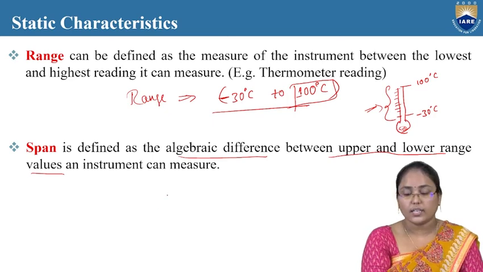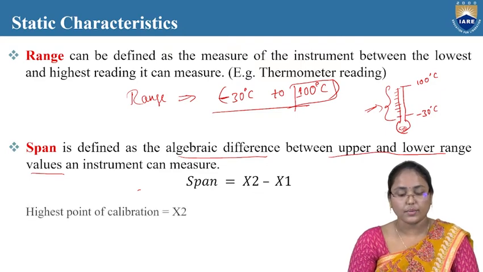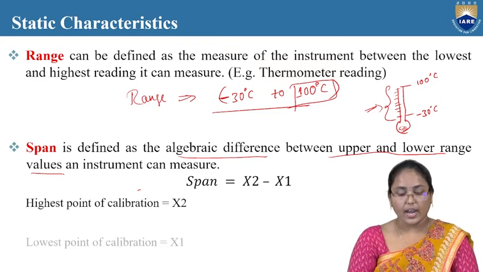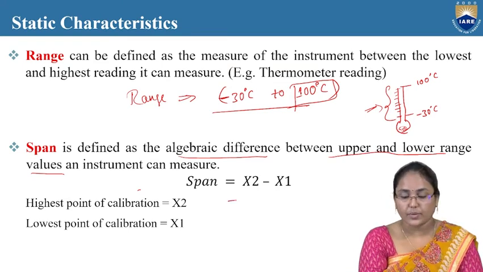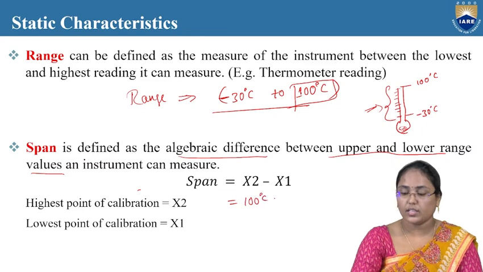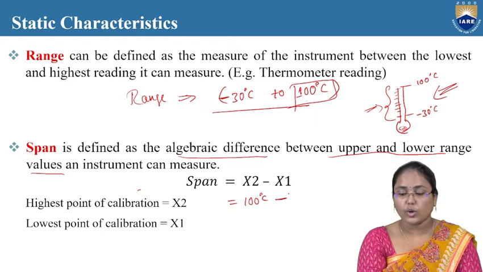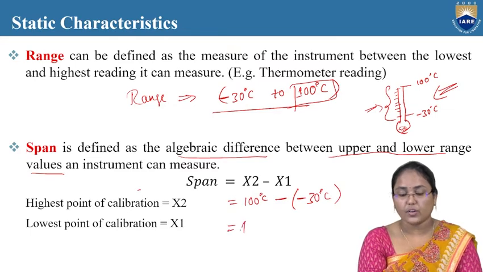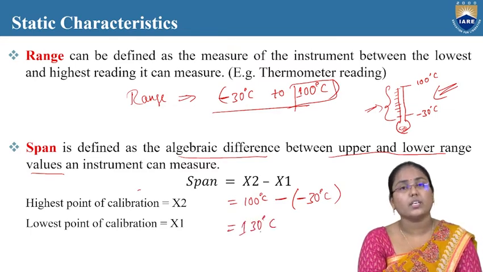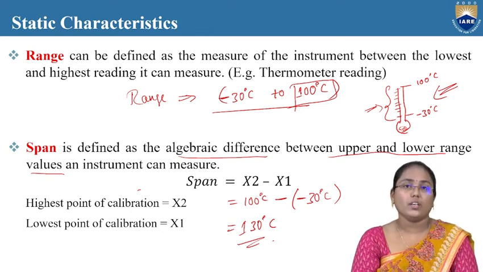So now let's write the span. Span is equal to x2 minus x1, where x2 is the highest point of calibration and x1 is the lowest point of calibration. Here, the highest point of calibration in this thermometer is 100 degrees Celsius, whereas the lowest calibration is minus 30 degrees Celsius. So the overall span of the instrument is 130 degrees Celsius.